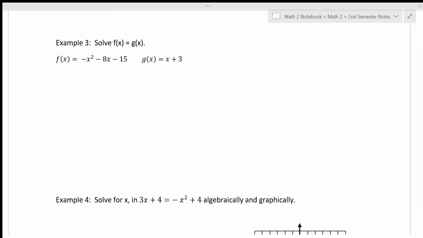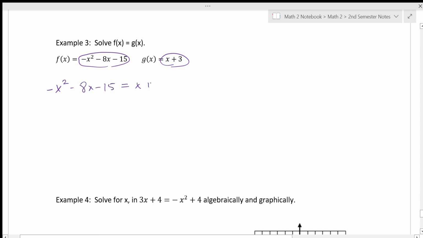A lot of these you're going to end up factoring. It's a good thing we've been doing that for a while now. So again, we're going to look for where they're equal. So I'm going to set these two equal to each other. Negative x squared minus 8x minus 15 equals x plus 3. Okay, now before I moved this side over to the other side, but I see here that I have a negative x squared. It's not very good to have a negative x squared when we're trying to factor, so I'm going to go ahead and move all of these terms to the other side of my equation so that my x squared is positive.